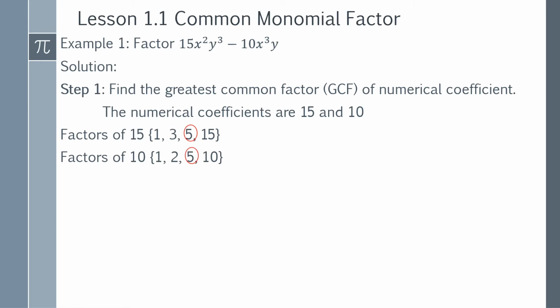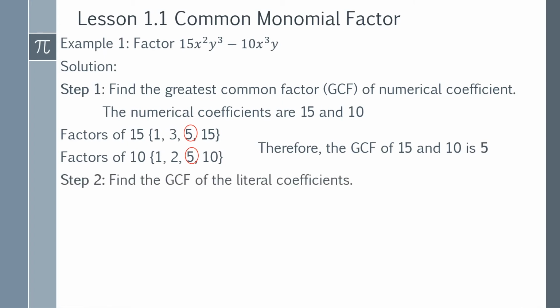Yung nakabilog na yan yung greatest common factor ng 15 and 10. Therefore, the GCF of 15 and 10 is 5. So, alam mo na kung paano kumuha ng GCF ng numerical coefficient. Step number 2. Find the GCF of the literal coefficients.